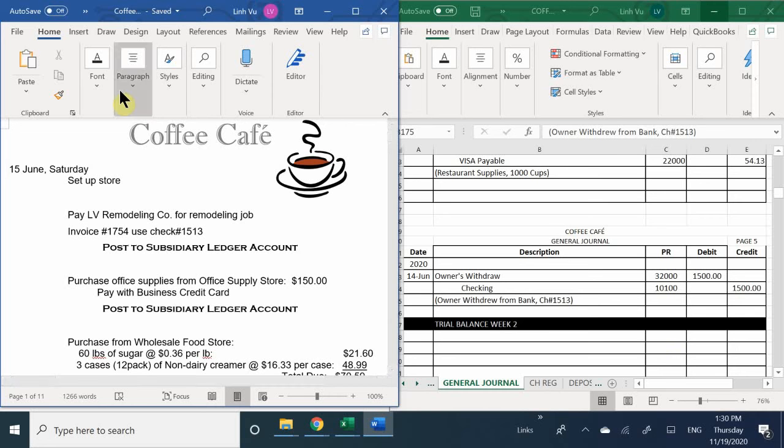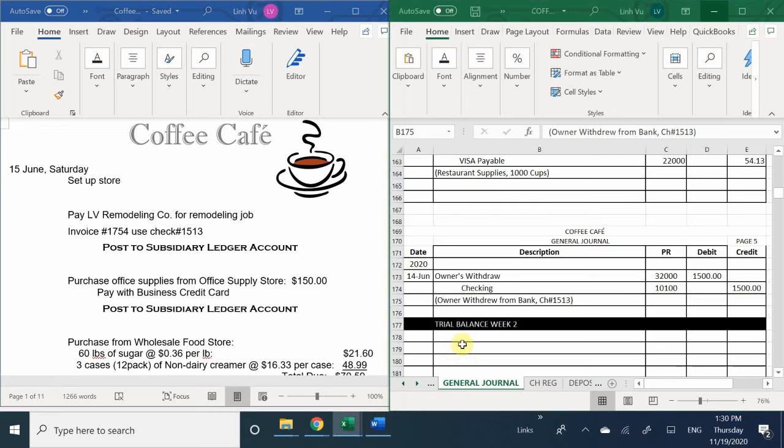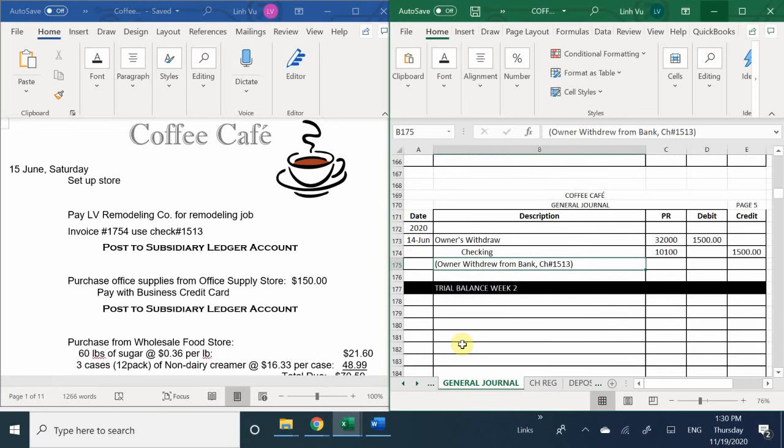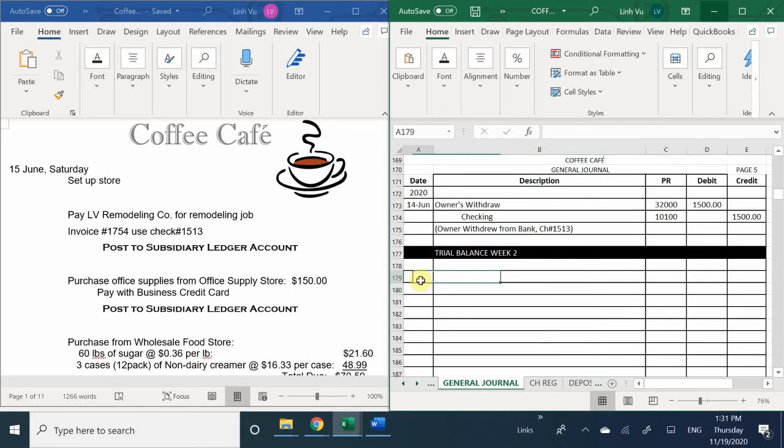Okay, so welcome back to Coffee Cafe. Yesterday we finally got to do our trial balance for week 2, and yes, we were successful. All of our debits matched our credits. So now that we completed week 2, we're going to start doing transactions for week 3.